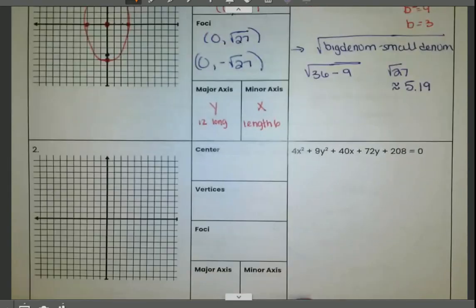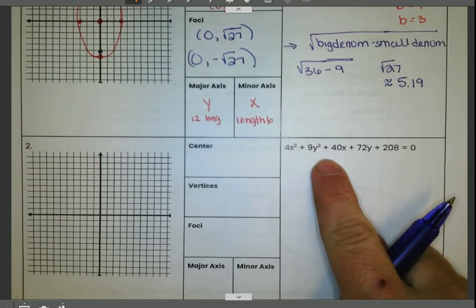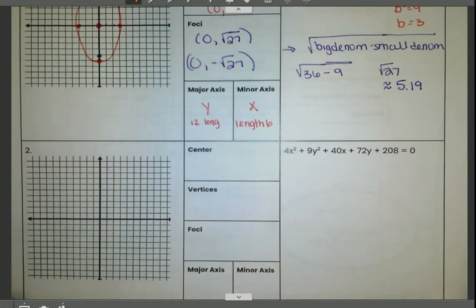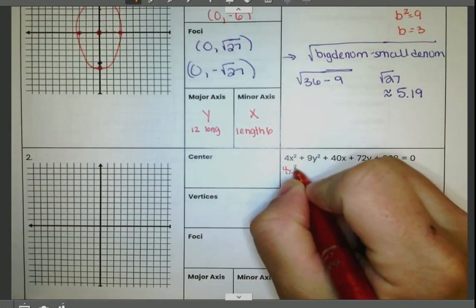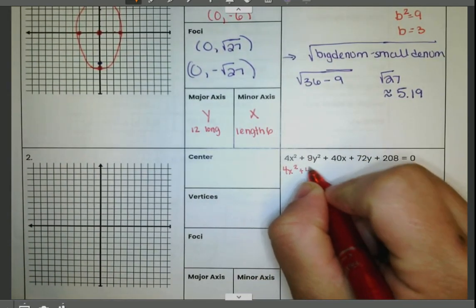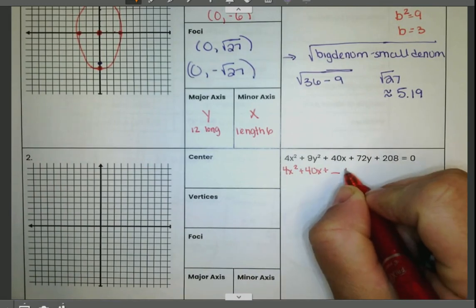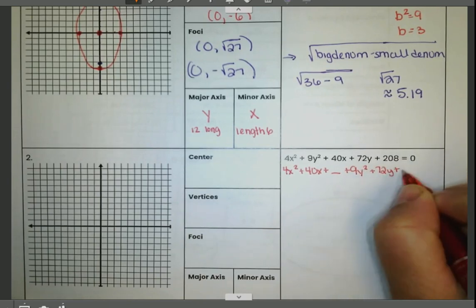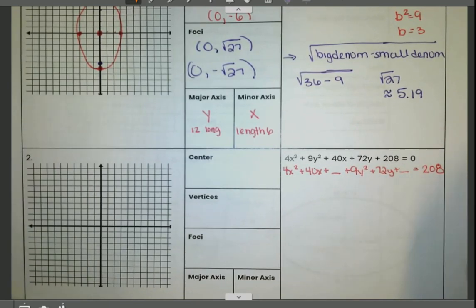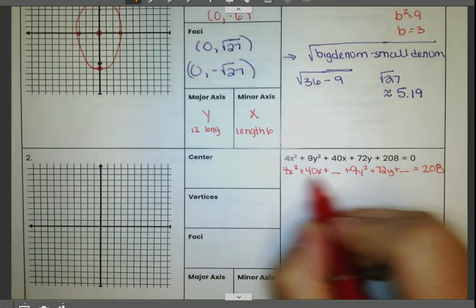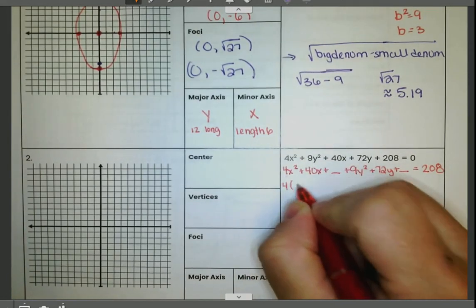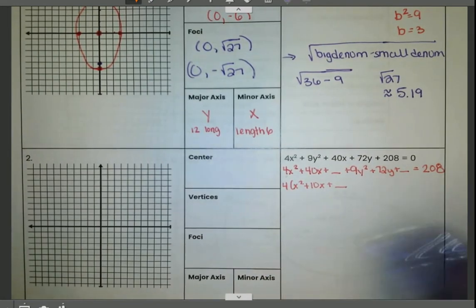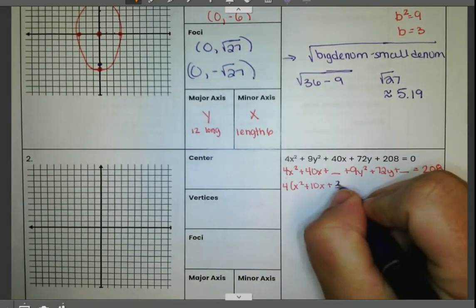If you are given an equation and it's not in standard form, we are going to have to complete the square, yay, and write it. So I'm going to reorganize my x's and my y's together. And I know it is a little tight. Then we need to factor out so that our coefficients are 1. And I'm going to complete the square as I go through. So half of 10 is 5, squared is 25.